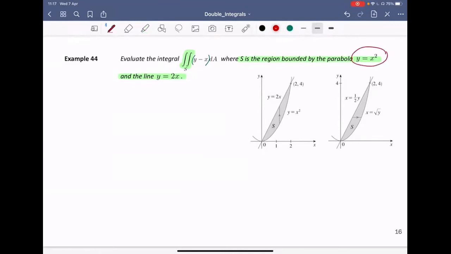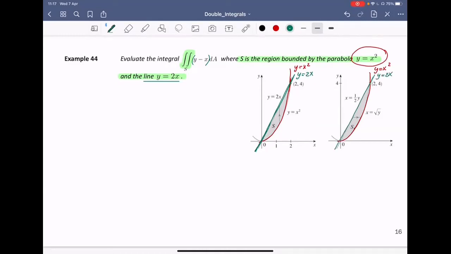Okay, I have y equal to x squared. This is a parabola. The red one here is y equal to x squared, the parabola. And then the green one, I have y equal to 2x, which is just a line here.